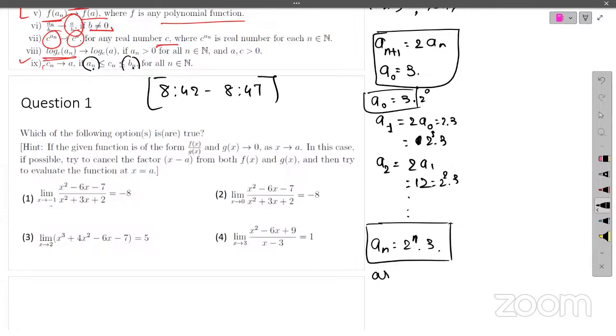And we know that as n approaches infinity, this term 2 to the power n will also approach infinity, right? So the limit of an is nothing but infinity. That means it's a divergent sequence, not convergent.